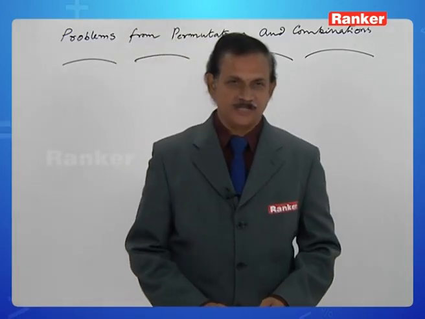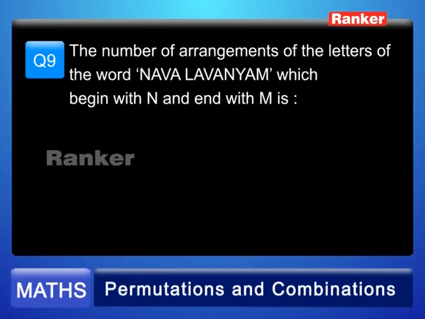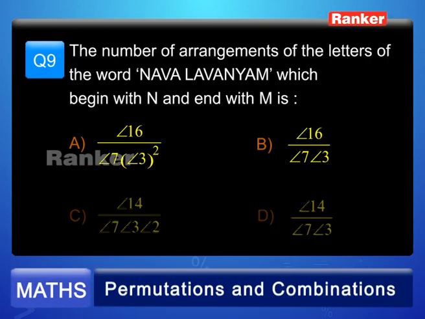We shall now see the next question, question number 9. The number of arrangements of the letters of the word Navalavanyam which begin with N and end with M is, he has given 4 options. 16 factorial by 7 factorial into 3 factorial whole square, 16 factorial by 7 factorial into 3 factorial, 14 factorial by 7 factorial into 3 factorial into 2 factorial, and the fourth option is 14 factorial by 7 factorial into 3 factorial.